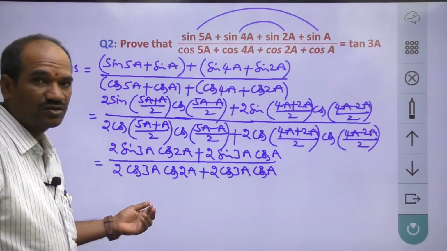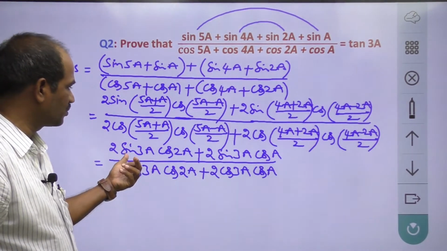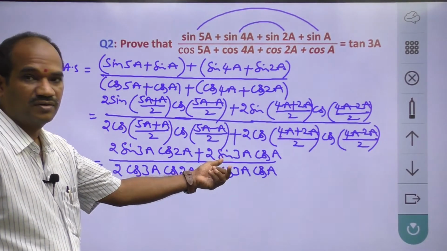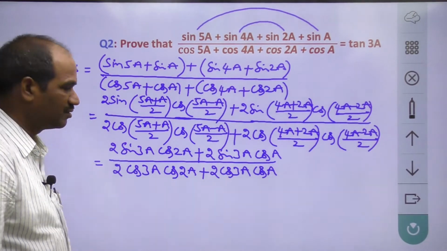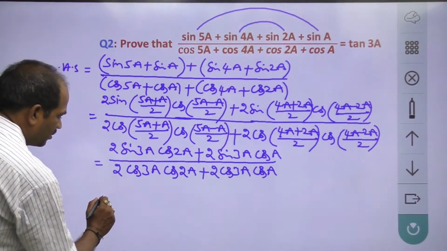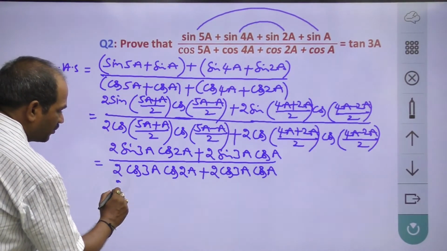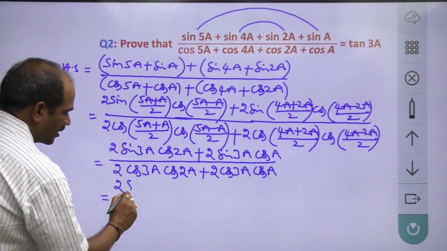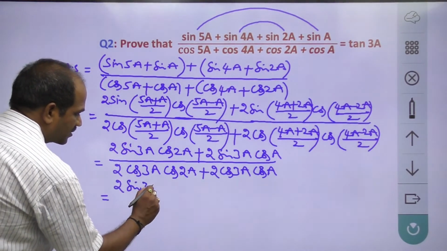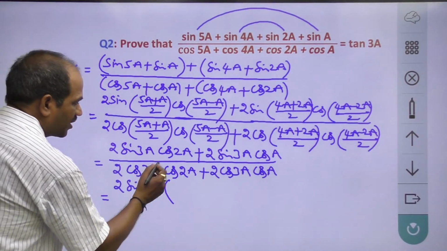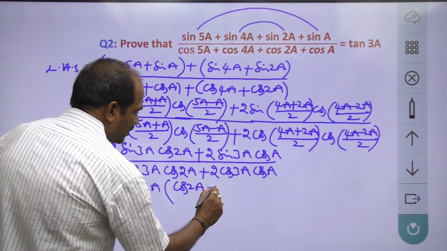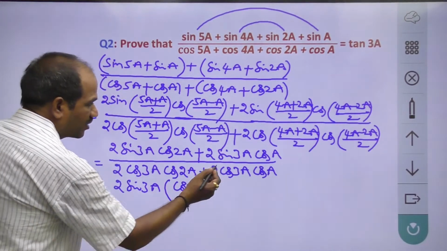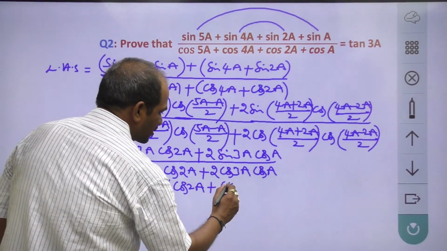See here, in these two terms, 2 sin 3a is common. In the denominator also, 2 cos 3a is common. So in the numerator, that is 2 into sin of 3a common, next the value cos of 2a, plus 2 sin 3a common, next the value cos of a.